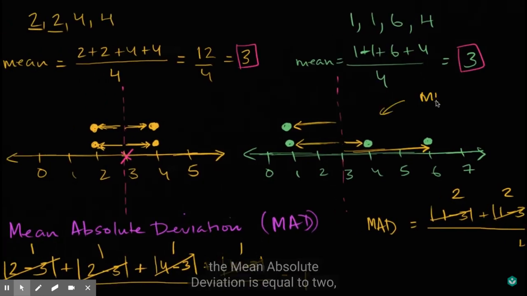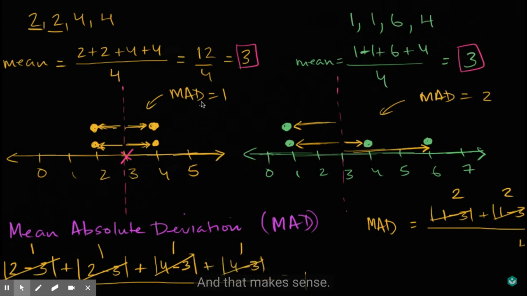Here for this data set, the mean absolute deviation is equal to 2, while for this data set, the mean absolute deviation is equal to 1. And that makes sense. They have the exact same means. They both have a mean of 3, but this one is more spread out. The one on the right is more spread out because on average, each of these points are 2 away from 3, while on average, each of these points are 1 away from 3. The mean of the absolute deviations on this one is 1. The mean of the absolute deviations on this one is 2. So the green one is more spread out from the mean.